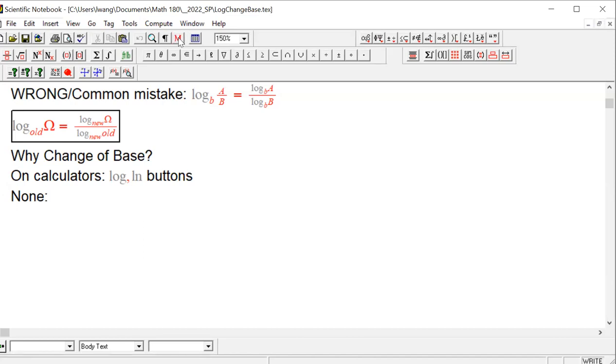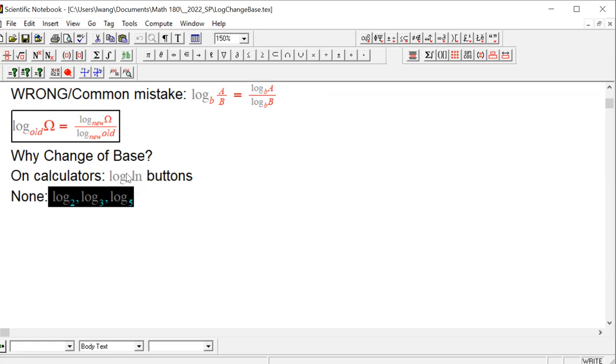Like log base 2, and we don't have log base 3. We don't have these buttons, etc. We don't have log base 5, etc. You can name any base which is larger than 0 and not equal to 1, but we usually don't see these buttons. If you do, you probably have to pay a little bit more for that calculator.